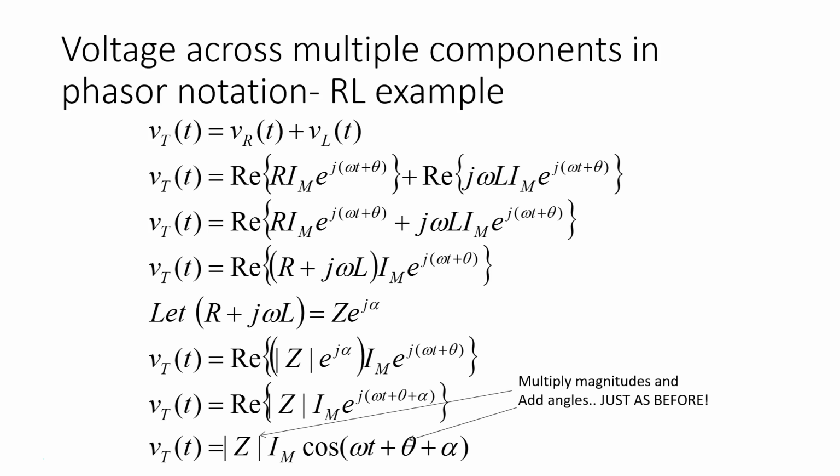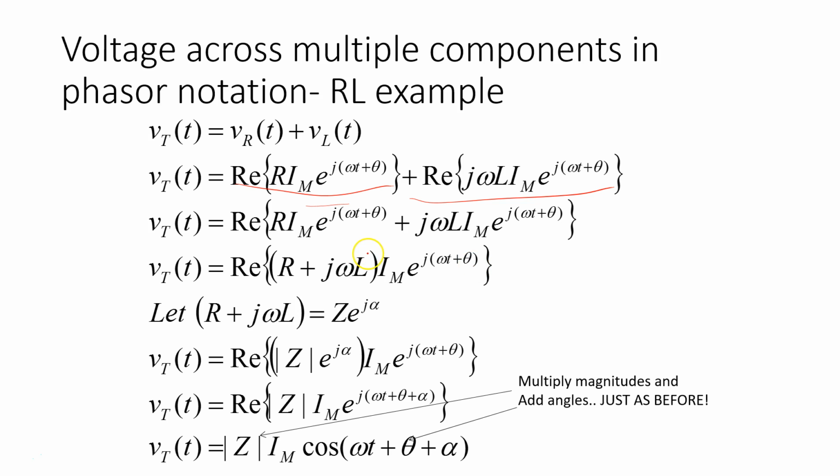If I want to do it for an RL, say we have Vt is equal to Vr plus VL. So I have the voltage across the resistor, which I just worked out, and the voltage across the inductor, which I just worked out. I could combine these two, and I will get R Im e to the j omega t plus theta plus j omega L Im e to the j omega t plus theta. Now that I have both of them with the same exponent, I could combine the coefficients, and I'll get R plus j omega L Im e to the j omega t plus theta.